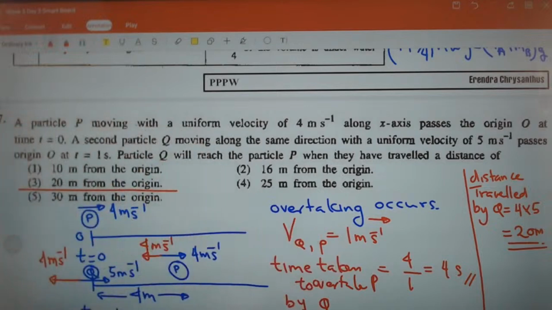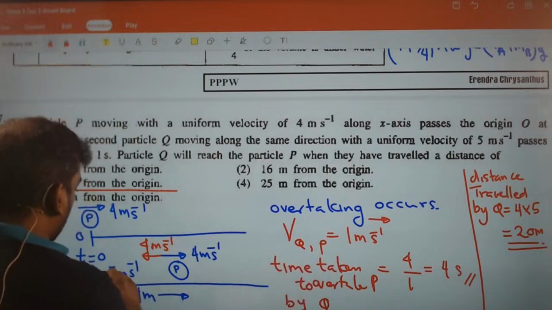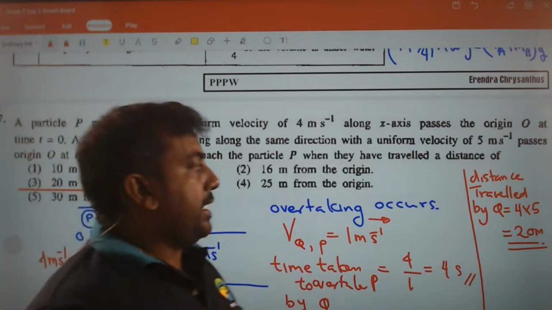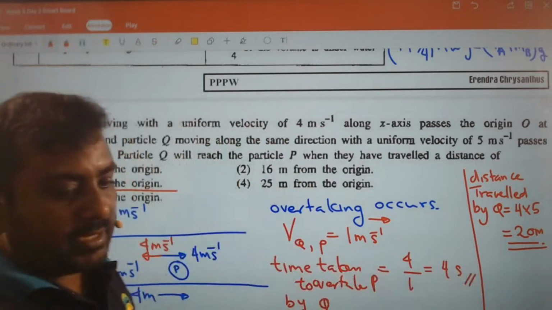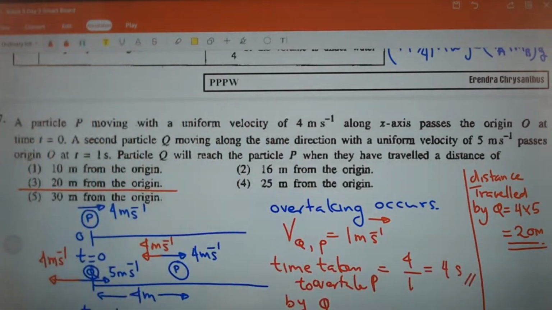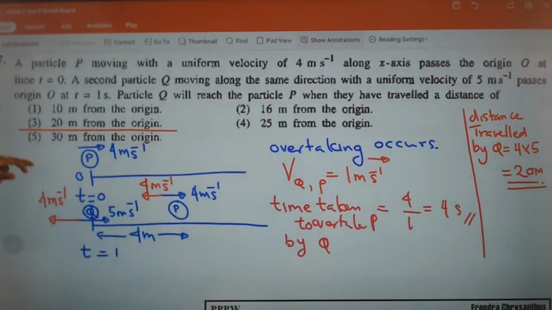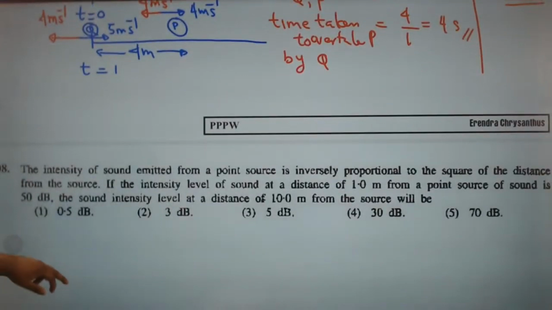From there we can find the time taken by Q. Time taken by Q is 4 seconds, or 4 times 5 actual velocity. Distance traveled from the origin is 20 meters. Okay, right. Moving forward.